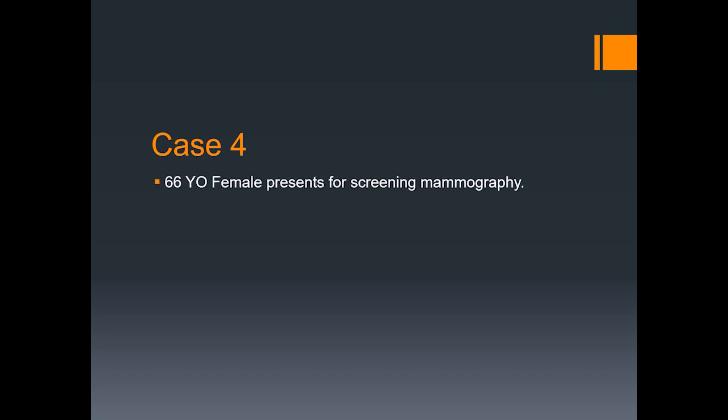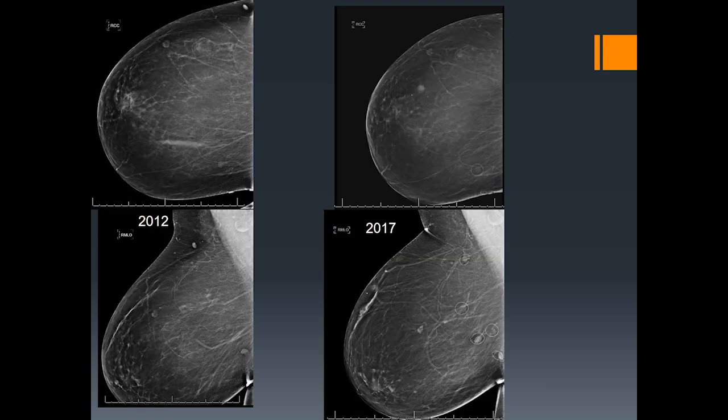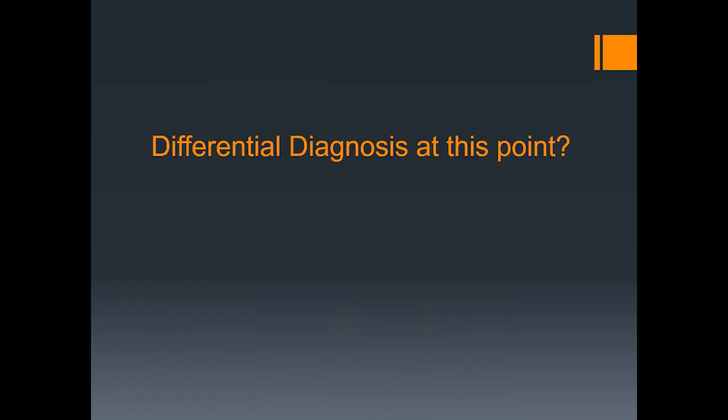A 66-year-old female presents for screening mammography. Again, she's asymptomatic. Why? Because she's a screening examination. We see two right breast CC and MLO digital mammographic views, 2012 on the left and 2017 on the right. We know your patient is asymptomatic at this point.